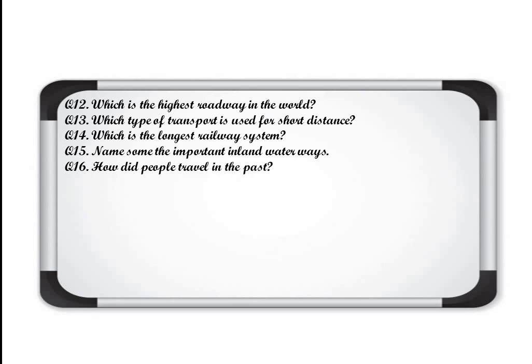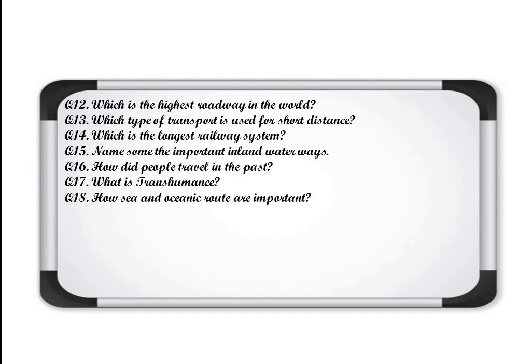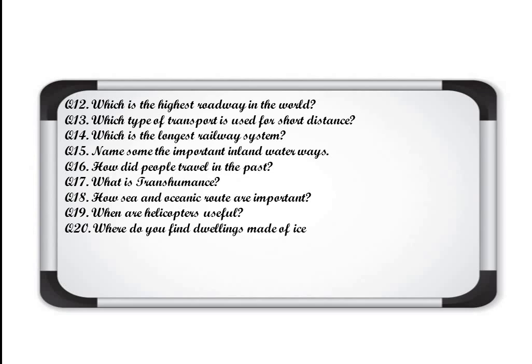We have already covered, how did people travel in the past? That you will write. Number 17, what is transhumance? Number 18, how sea and ocean routes are important. Number 19, when are helicopters useful? Number 20, where do you find dwelling made of ice?